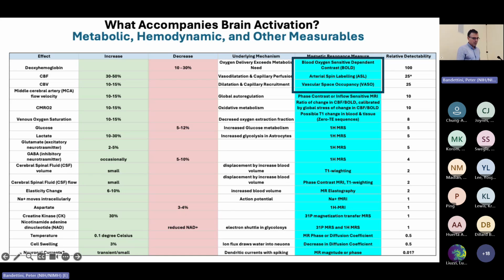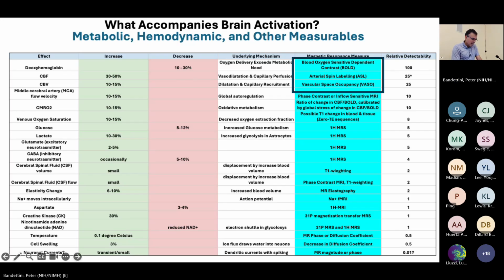You also have measures of CBF, cerebral blood volume. During activation, the flow velocity in the middle cerebral artery goes up slightly, and that's very slight. You can measure it with phase contrast MRI. You also have changes in CMRO2, which can be measured by looking at the ratio of flow to bulb, to get a measure of how much oxygen is extracted from the blood.